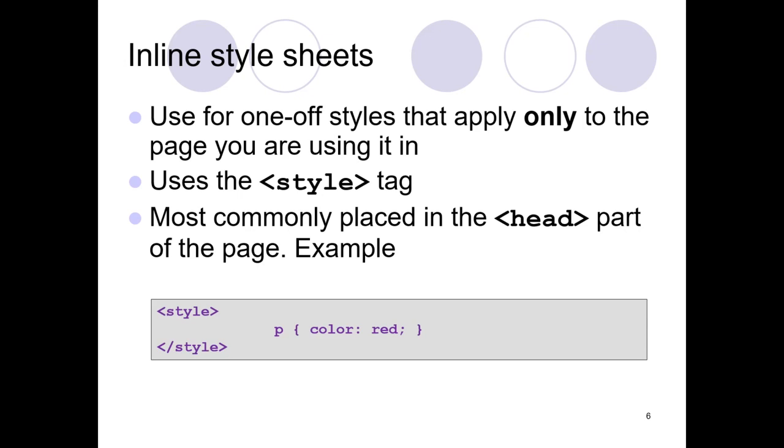Inline, first of all: if you want to change something about one page only, one thing, then you can include that in the page using these style tags. And inside the style tags you include the information you want in there, style control properties and values. In this case, set the paragraph color to red. That's what you wanted to do for that one particular page.